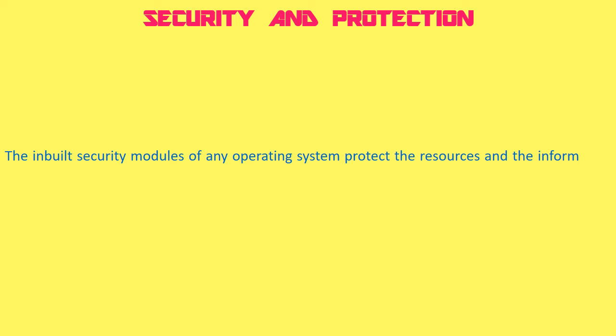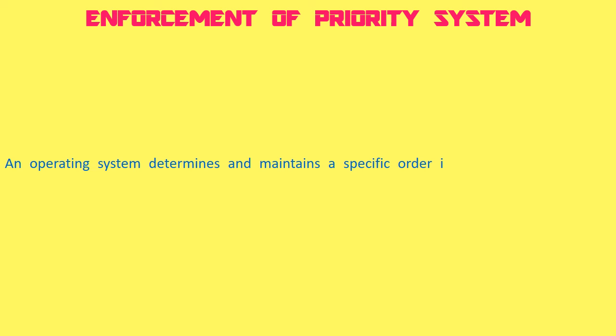Next function is security and protection. The inbuilt security modules of an operating system protect the resources and the information stored on a computer system against unauthorized access. Next function is enforcement of priority system. An operating system determines and maintains a specific order in which various jobs are executed in the computer system.